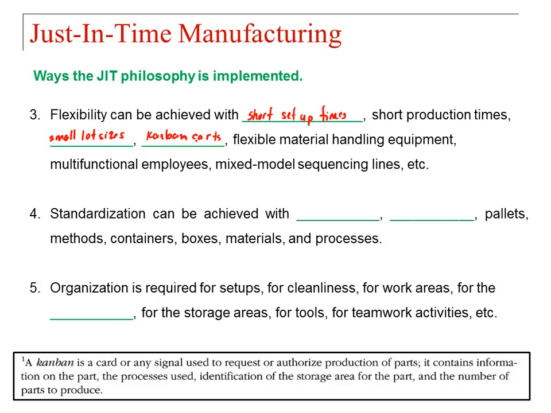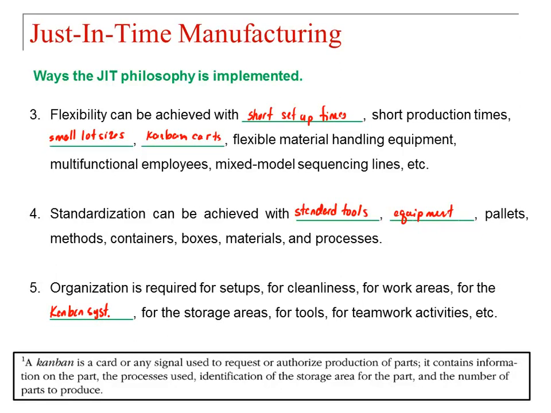Standardization can be achieved with standard tools, so everybody knows how to use them, instead of having different types of the same tool, like one from Black & Decker, one from another company. You have all the same, so everybody knows how to use them. Equipment, pallet methods, containers, boxes, materials, and processes. And finally, organization is required for setup, cleanliness, work areas for the Kanban system, for the storage areas for tools, and for teamwork activities.